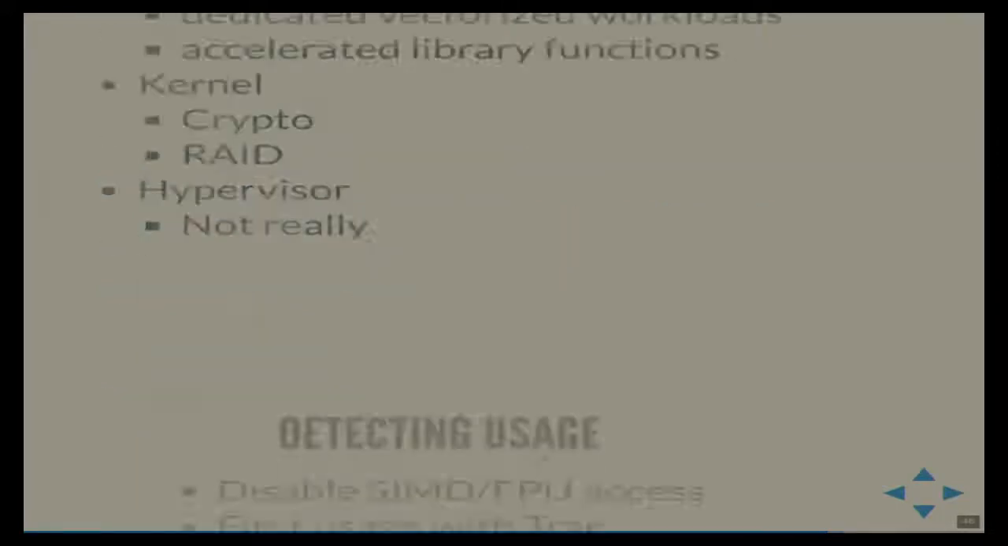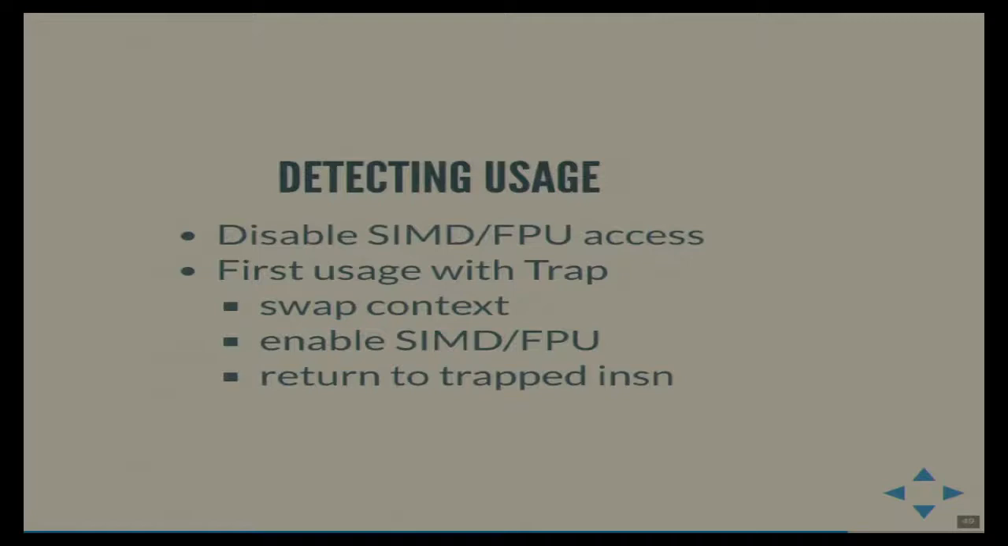So how can we make this a little bit faster? Well, the first thing we need to do is detect usage. What we do here is we disable access to the SIMD and FPU every time we enter the guest. Well, not every time, but for the first time. And then the first time they access a SIMD resource, that causes a trap to the kernel.